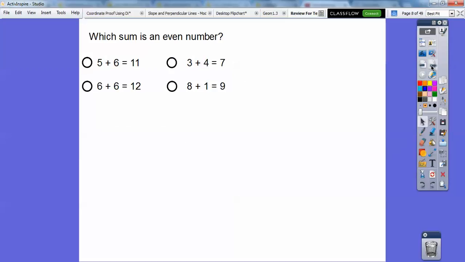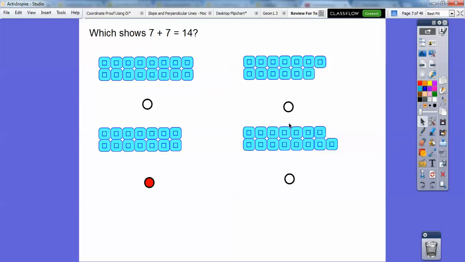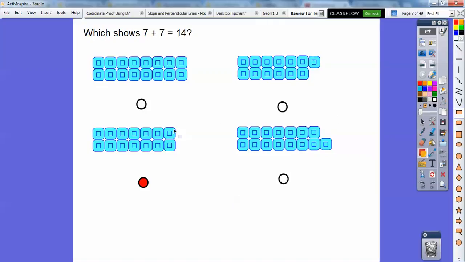Which sum is an even number? Which sum has the two same numbers added together? 5 plus 6? Nope. 3 plus 4? Nope. 6 plus 6. Hey, right here, 6 plus 6. This would look something like one of these guys right here. If I can take off these guys, this is a different problem, but if I could take those off, here is 6 plus 6 right here, and that would be an even number.